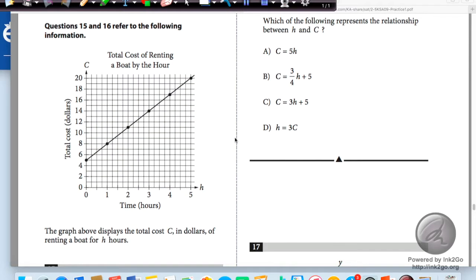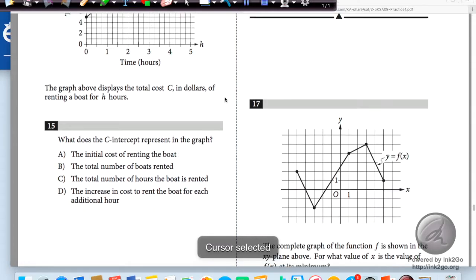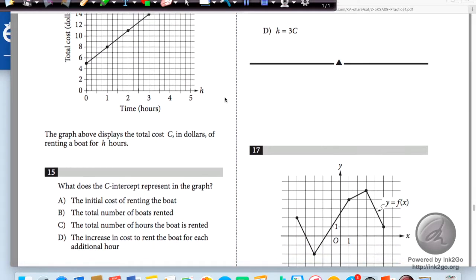We have a graph problem, or data analysis. It says here the total cost of renting a boat by the hour. It says the graph above displays the total cost C in dollars of renting a boat. I do care about the fact that we're talking about dollars, and C is also going to be represented here by the y-axis. So I'm going to slide down a little bit further to get a better idea of what exactly they want me to get out of this graph and let the question guide me back to the graph. What does the C-intercept represent in the graph?